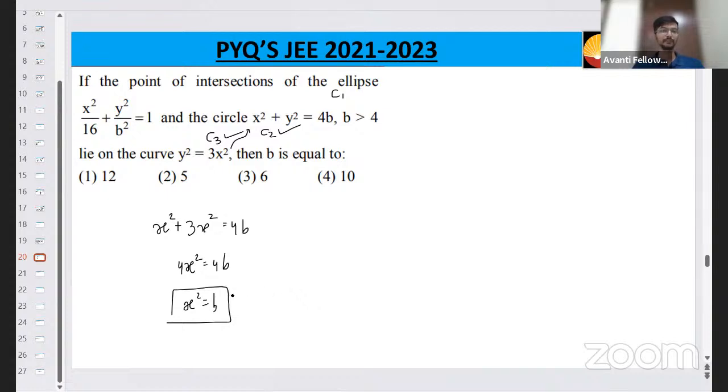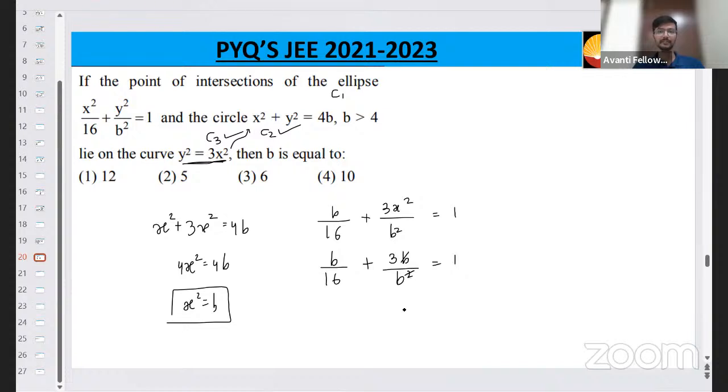Now, let us substitute x square equals b in C1. Sorry for the drawings. If we substitute x square equal to b, I'll get b upon 16 plus, what is y square, guys? Y square is 3x square upon b square, equals 1. And what is 3x square? That means b upon 16 plus 3b upon b equals 1.